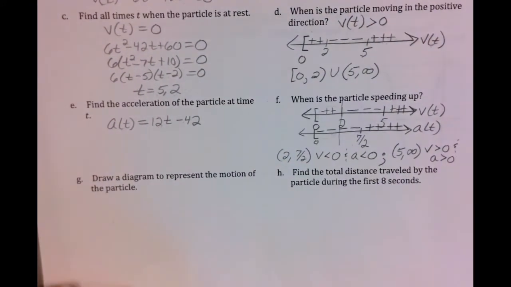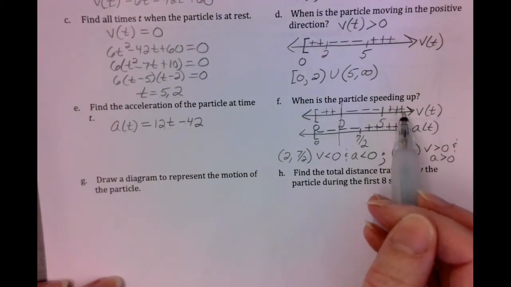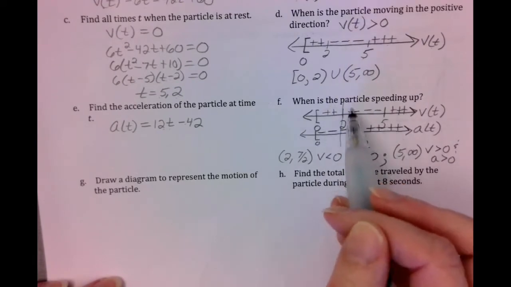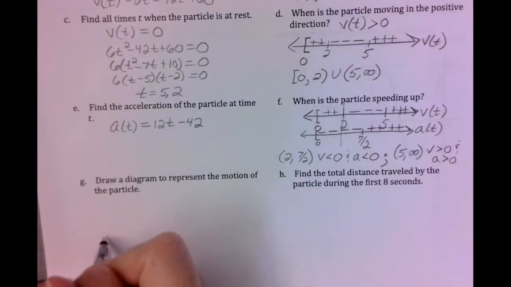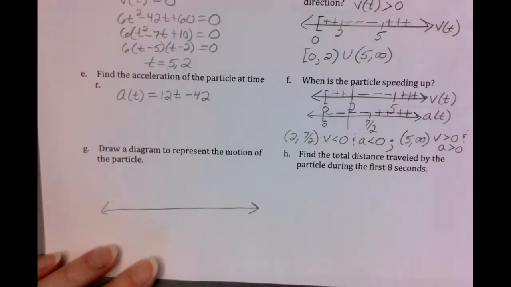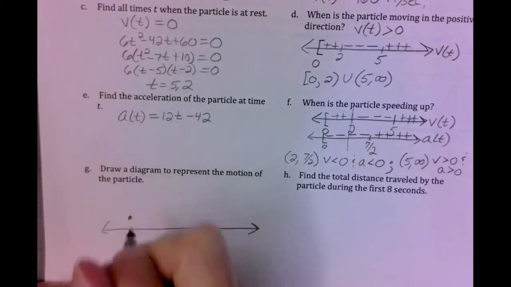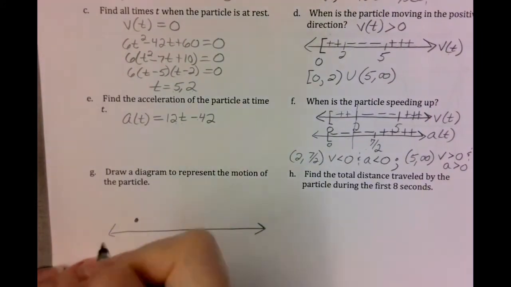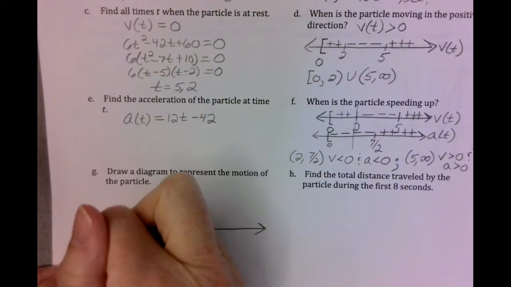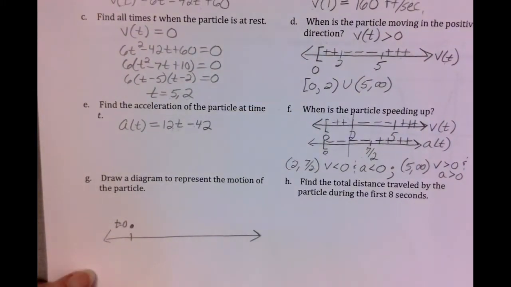Drawing a diagram to represent the motion. Well, the velocity tells me the motion. It goes to the right, it goes to the left, it goes to the right. So I'm going to leave some space up above, and I'm going to draw a number line. And it goes right, left, right. So I'm going to go above the number line and put a little dot representing my particle. And I'm going to say, okay, at time 0, it's here. Well, where is it at time 0? Go back to the position function, plug in 0, and you get 3.